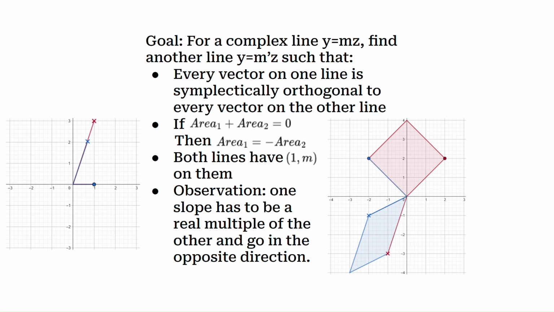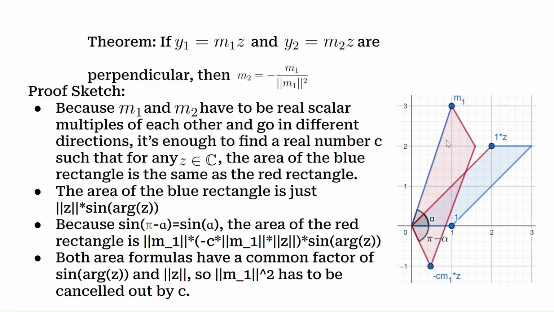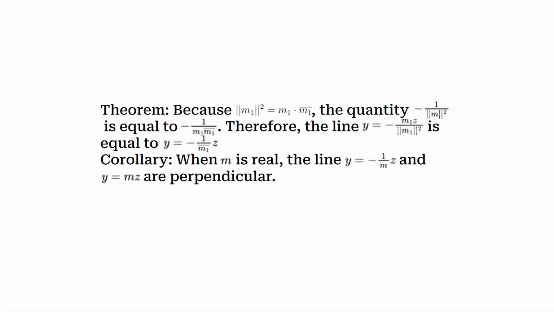And so, we're going to work out some of the trigonometry using this formula for the area of a parallelogram. We deduce that two lines are perpendicular if and only if one slope is the original slope multiplied by the negative reciprocal of the square of the length of the original slope. Now, this might be somewhat of a convoluted formula at first, but if we do some additional algebra, then we get that the slope of the symplectically perpendicular line is the negative reciprocal of the complex conjugate of the original slope. So, when the slope is just a real number, we get back our original formula for the slope of a perpendicular line.